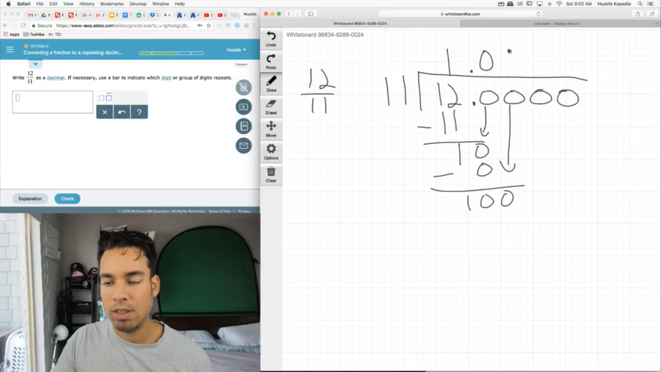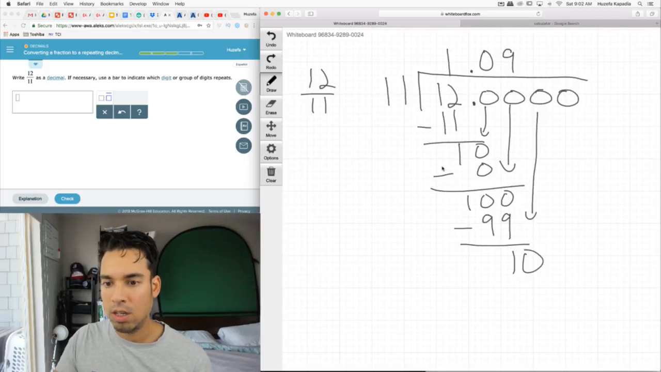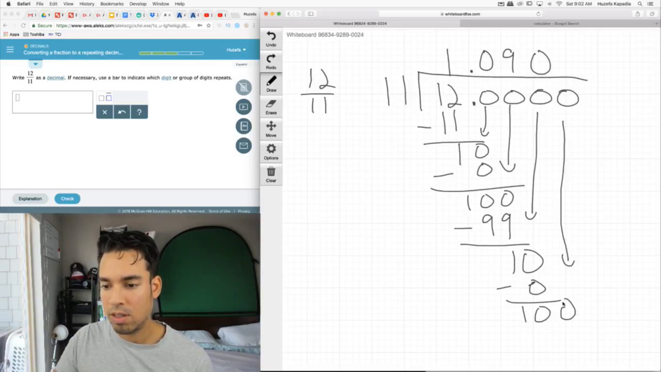11 goes into 100 9 times. That's 99. Subtract, we get 1. Bring down a 0. 11 goes into 10 0 times. All right, I see the pattern. 10, bring down a 0. 9 times. Okay, so this is very interesting.